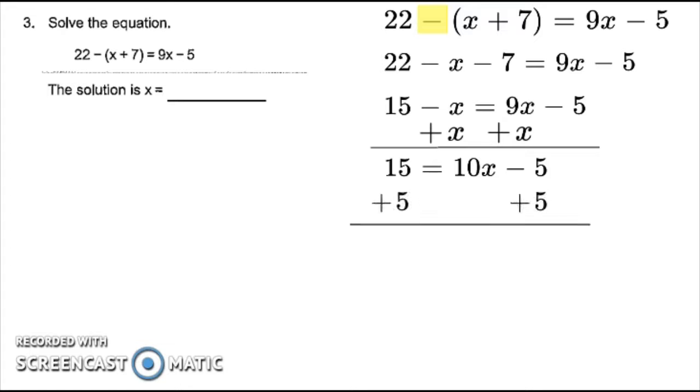Add 5 to both sides, you'll get 20 equals 10x. Divide both sides by 10, and you'll get 2, so x equals 2 for number 3.